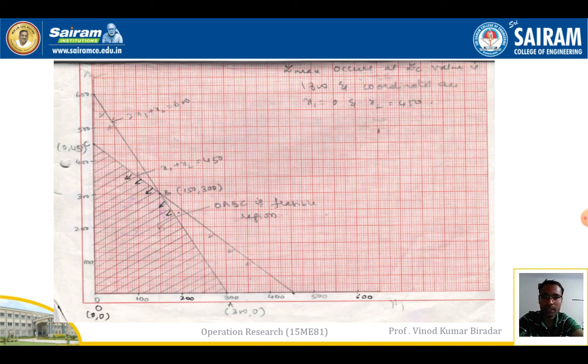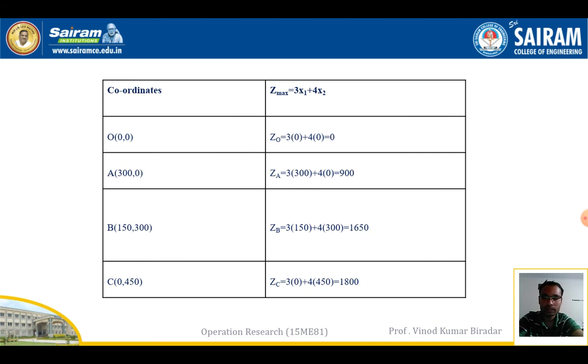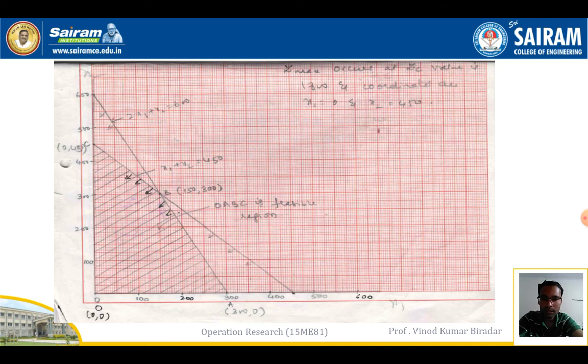Now this is the first line, join C to this point, that is equation number 1, x1 plus x2 is equal to 450. For the second equation the coordinates are 0 comma 600 and 300 comma 0. Here x is equal to 0 and y is equal to 600, make a point here, and here 300, and join these two points. Okay, that's it. So only two equations are given.